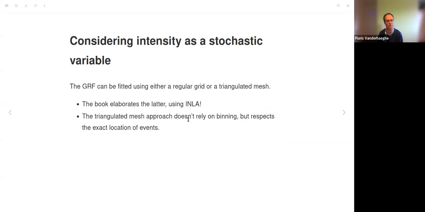So the Gaussian random field can be fitted for a spatial point process using either a regular grid or a triangulated mesh. Actually, the classical method to do this is with a regular grid. It's explained in the chapter rather briefly. But the book really elaborates the second method with the triangulated mesh because it's more modern and it has the advantage that it does not rely on binning the observations or the event locations, but it respects their exact location. So this will be done with INLA.